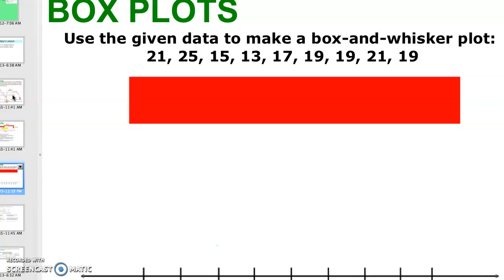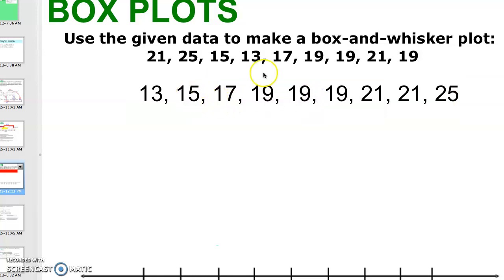But first, the important part is if I want to put this data set into a box plot, so I want to display it as a box plot, I have to put the numbers in order from least to greatest because I have to find the median, and the numbers have to be in order from least to greatest to do that. So I did that for us. Okay, the smallest number is 13. Well, that's going to be my minimum value. So that's really important to know.